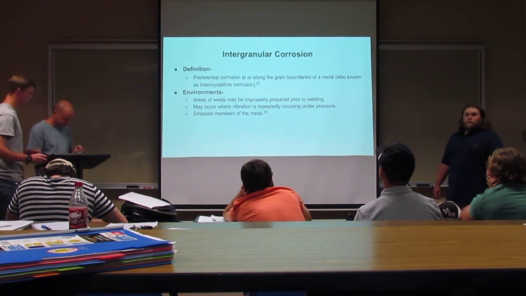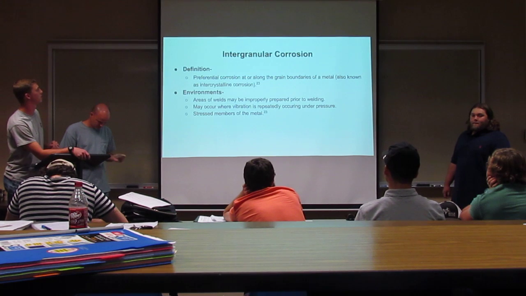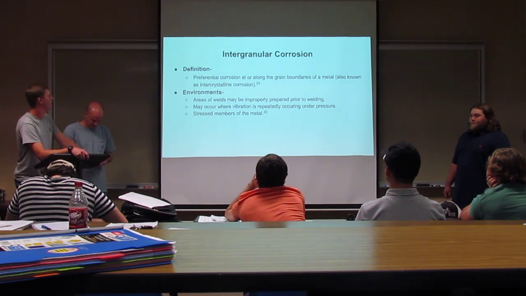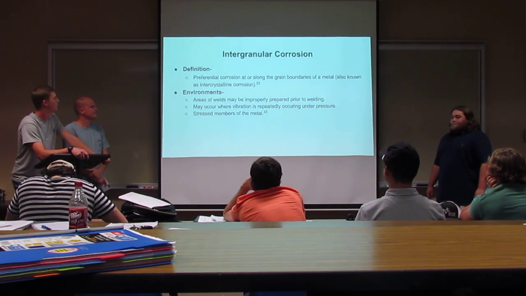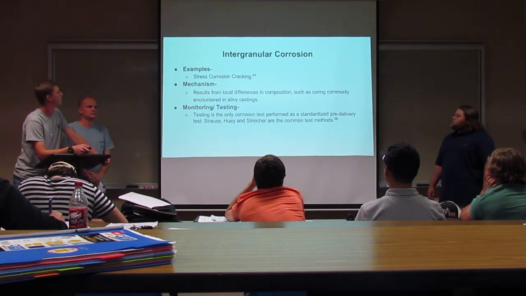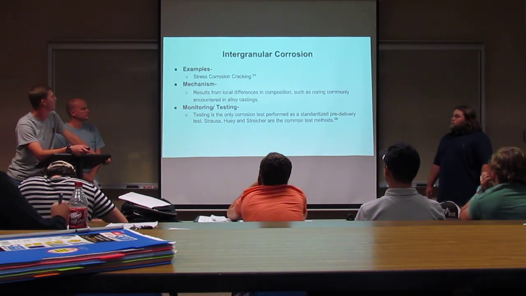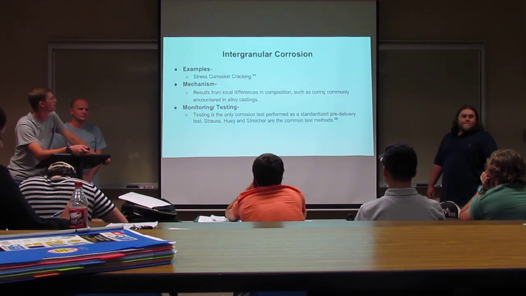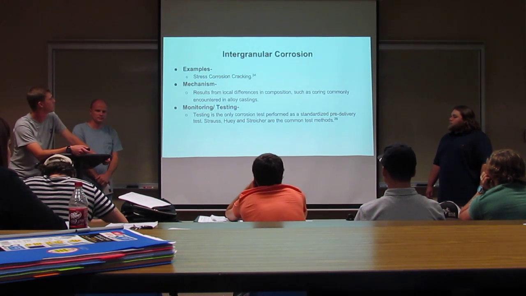Intergranular corrosion is the preferential corrosion at or along the grain boundaries of a metal. In the environments where you find it, areas of welds may be improperly prepared prior to welding. It may occur where vibration is repeatedly occurring under pressure or stress on members of the metal. An example is stress corrosion cracking, which is what it's commonly called or found to be. The mechanism results from local differences in composition, such as coring commonly encountered in alloy castings.